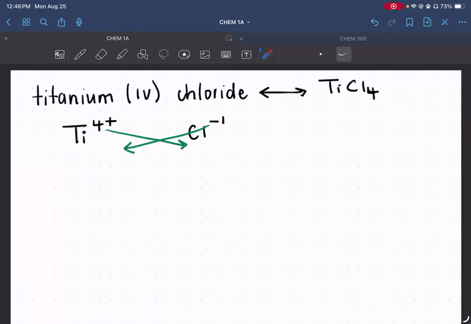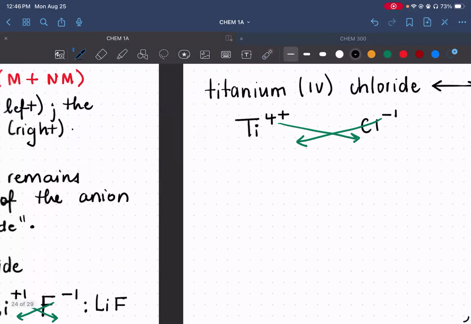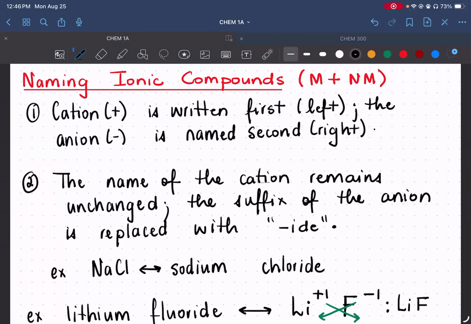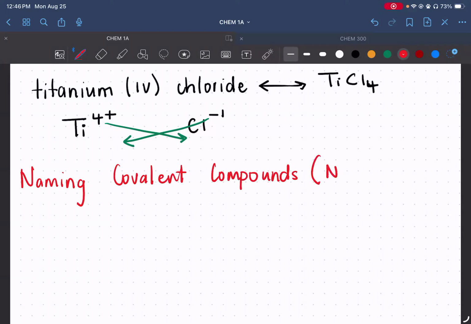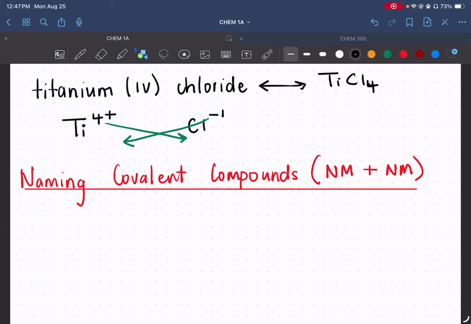Okay. All right. That takes care of naming ionic compounds. That's between a metal and a non-metal. What about naming covalent compounds? That is between a non-metal and a non-metal. Well, the rules are fairly similar.